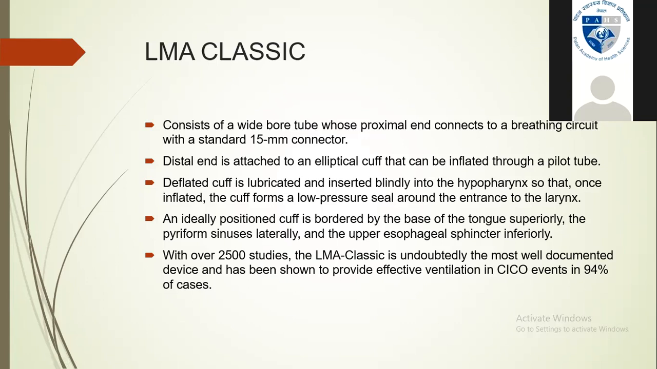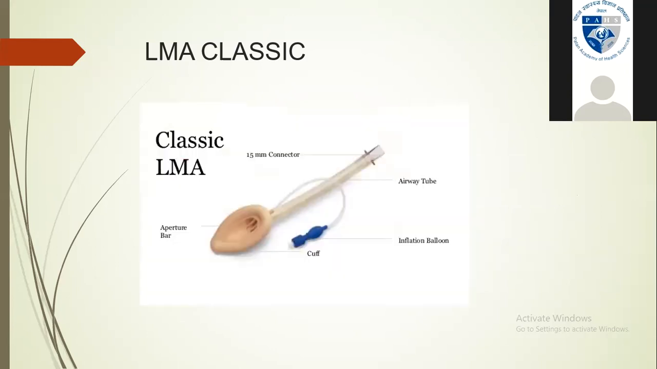In over 2,500 studies, LMA Classic is undoubtedly the most well-documented device and has been shown to provide effective ventilation in cannot intubate, cannot oxygenate events in 94% of the cases. So why we are studying about LMA Classic or LMA devices is that these devices are very effective in preventing airway loss, but due to delay in difficult intubation, difficulty in endotracheal intubation, the choice of LMA Classic or LMA laryngeal mask airways is less. So we have to understand that they can be used very effectively in case of failed intubations as well.